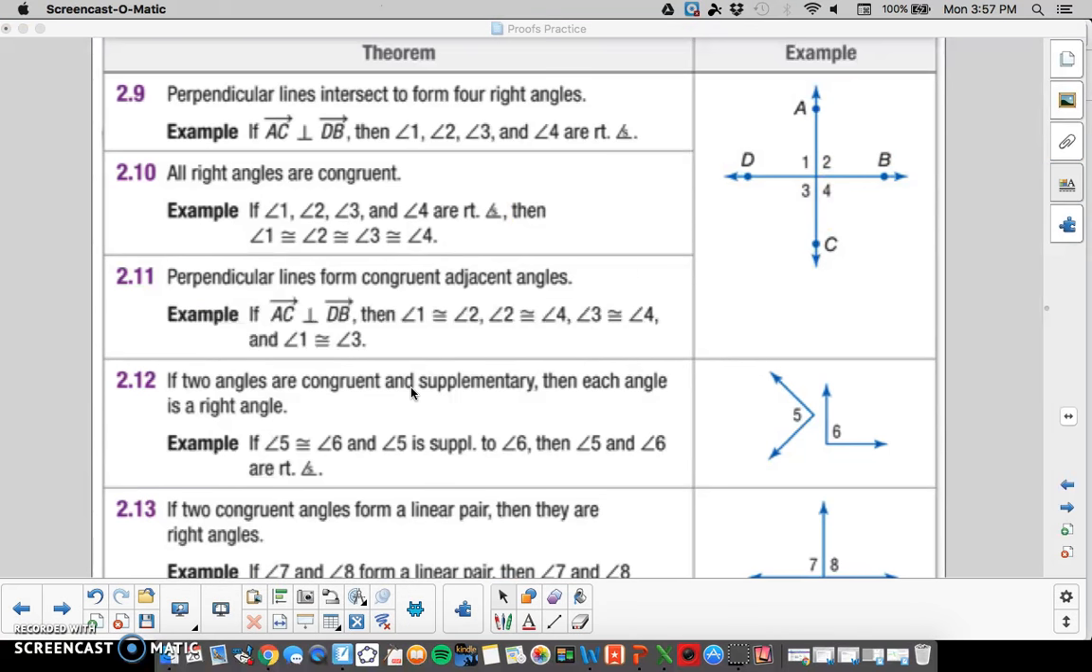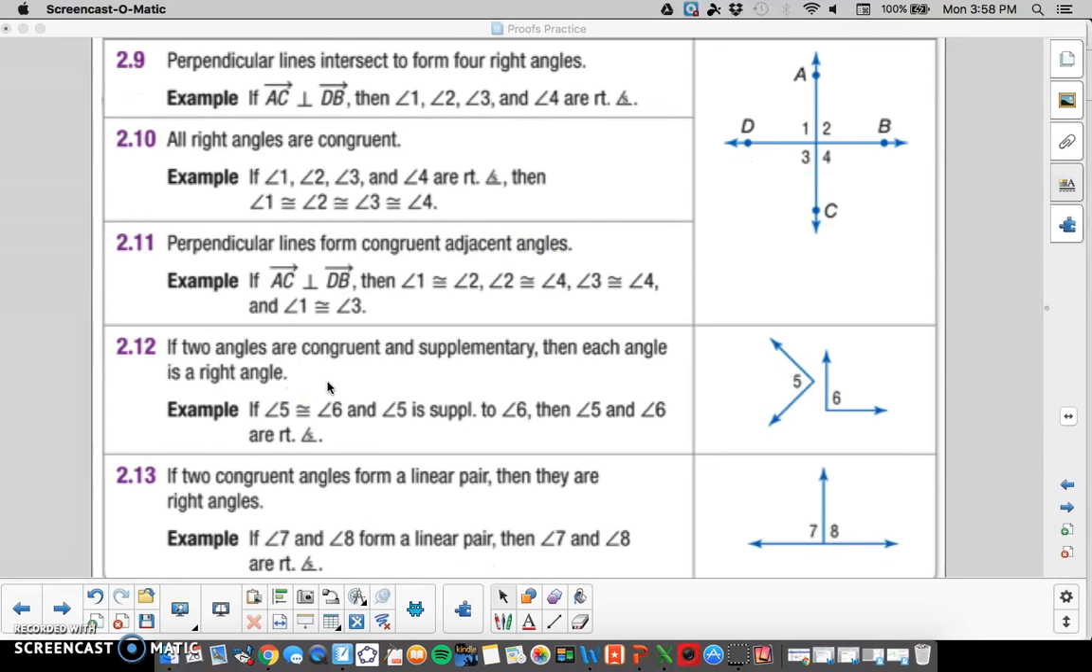The next theorem for right angles, if we know that these are perpendicular lines, then we know that angle 1 and angle 2 are both 90 degrees. So congruent adjacent angles is that next theorem. Because they're next to each other and they're both right angles, we know they have to be congruent. So those linear pairs, when we have perpendicular lines, are going to be congruent.